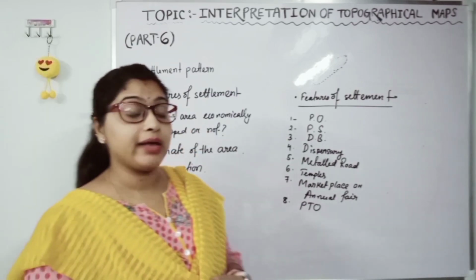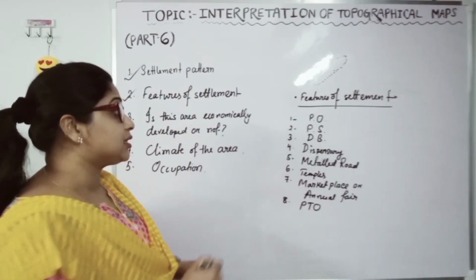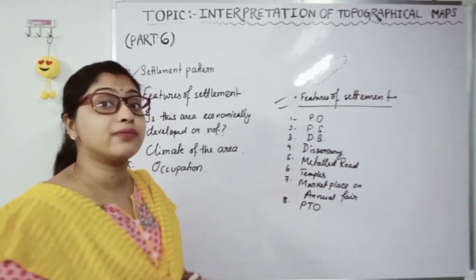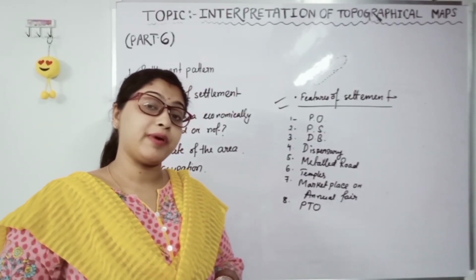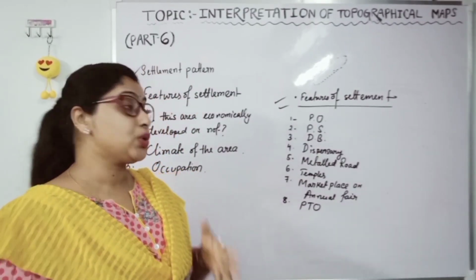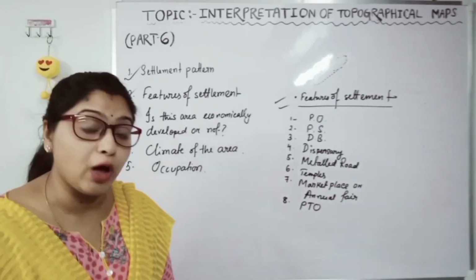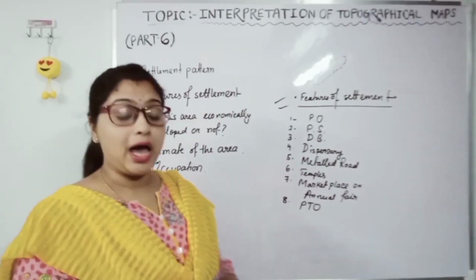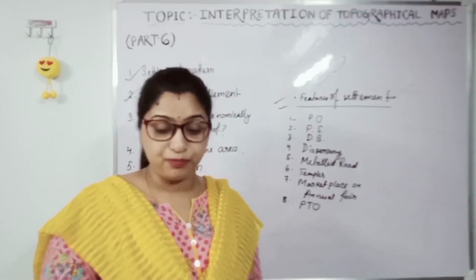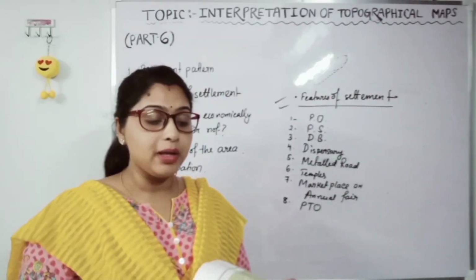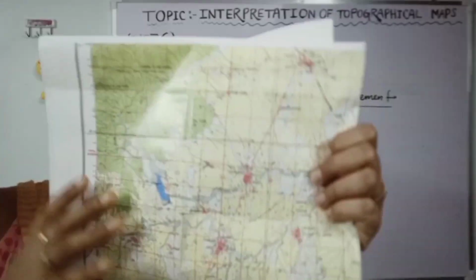So in that case we will see these features. These features will help us to know whether the area is economically developed or not. Here I will show some of the settlements in the topo map. By seeing that you will get to understand.